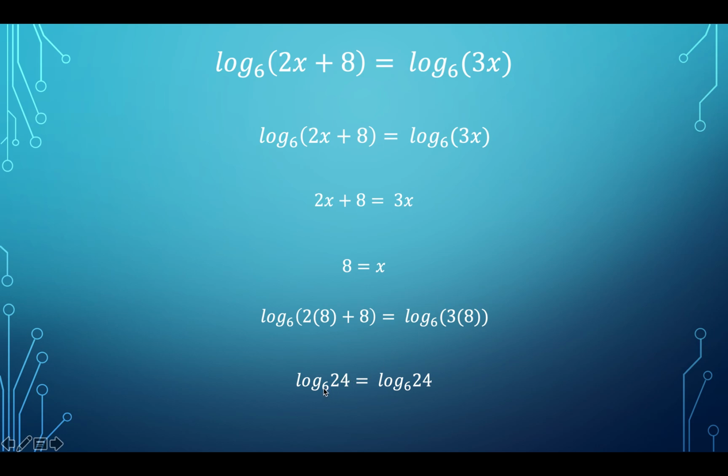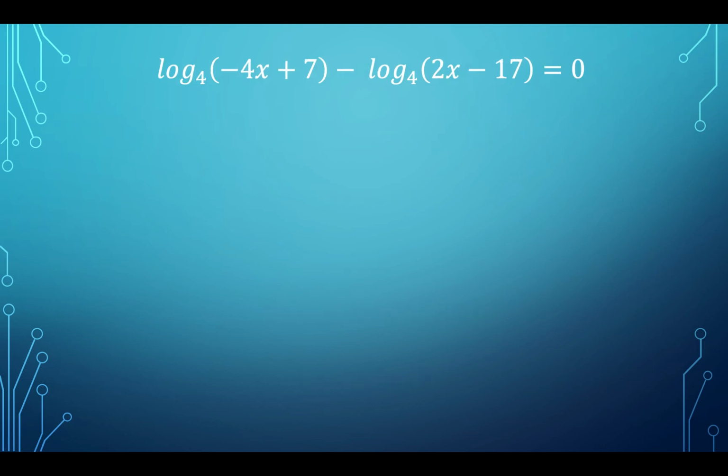So we're left now with log base 6 of 24 is equal to log base 6 of 24. They're both equal to each other, so our answer is a valid answer. I'm going to go over in just a second what happened when they don't equal each other.